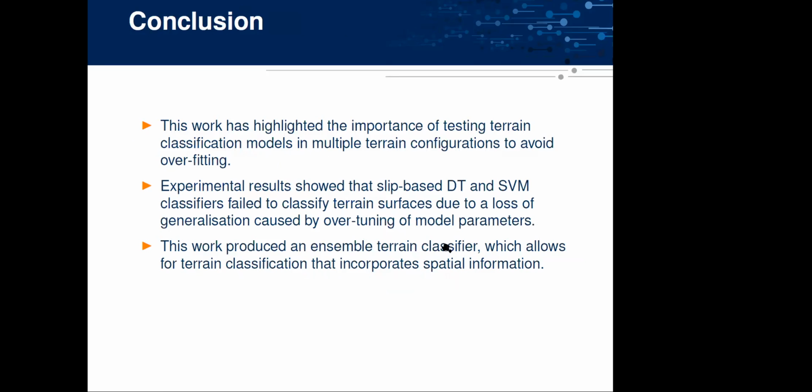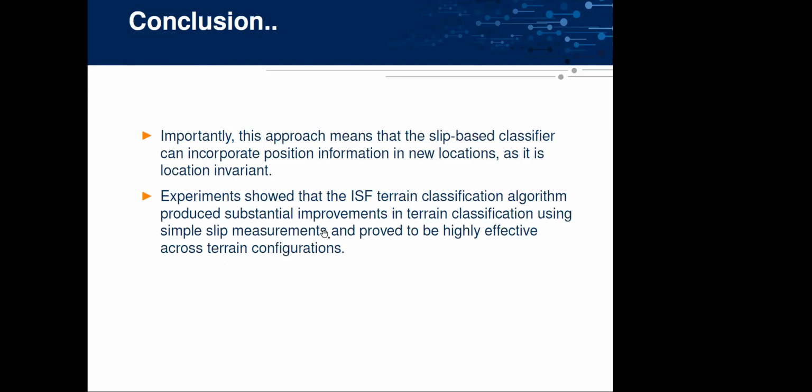In conclusion, this work highlighted the importance of terrain classification models in multiple terrain configurations to avoid overfitting. Experimental results show that sleep-based decision tree or support vector machine classifiers failed to classify the terrain surfaces due to loss of generalization caused by overtuning of model parameters, or overfitting. This work produced an ensemble terrain classification, which allows terrain classification that incorporates spatial information.